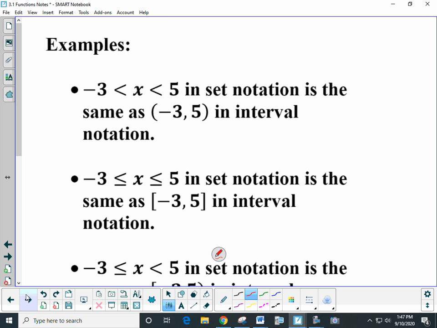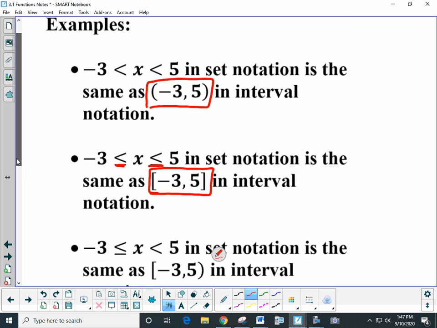I have in this first bullet, x is between -3 and 5, non-inclusive of the endpoints. If it was inclusive, it would have the equals-to part, but it does not have the equals-to part. So I know that -3 and 5 are not included in the interval. So that's why I used parentheses to show the interval -3 and 5. The second bullet, the endpoints are included as indicated by the equal-to signs. So that's why I have brackets around the interval.